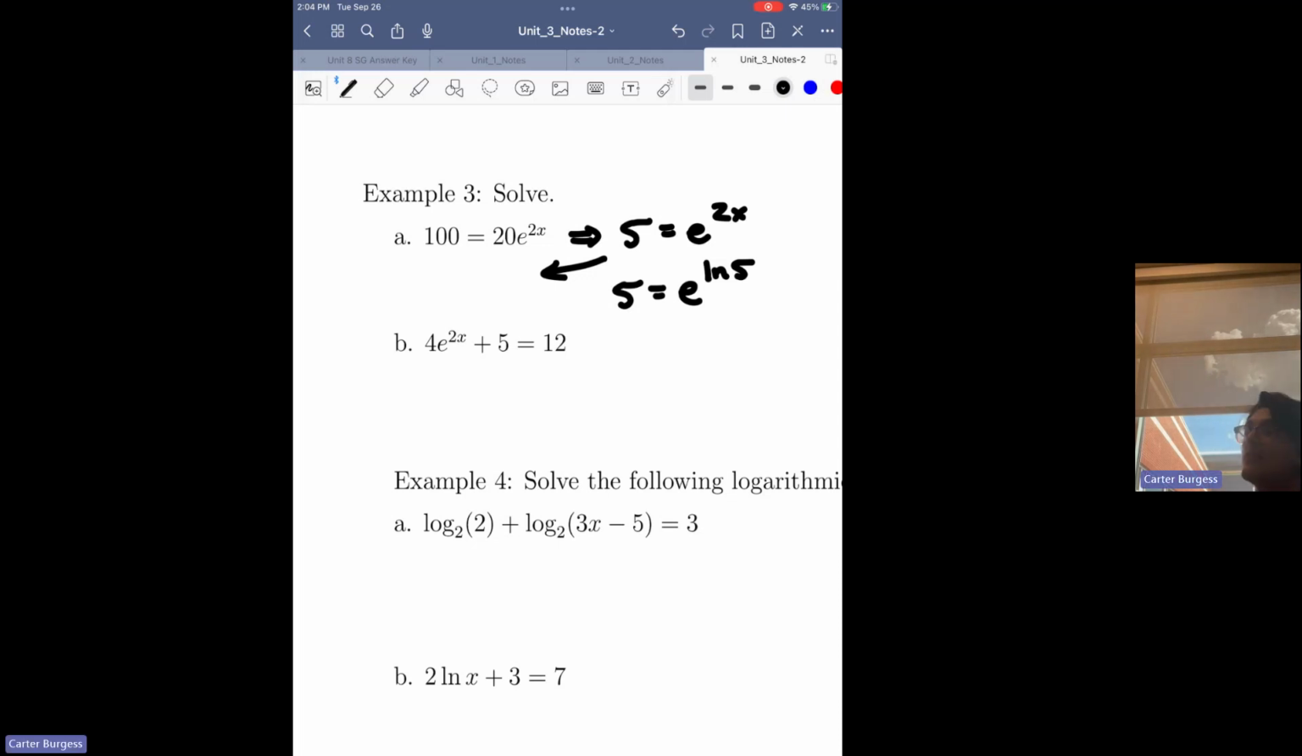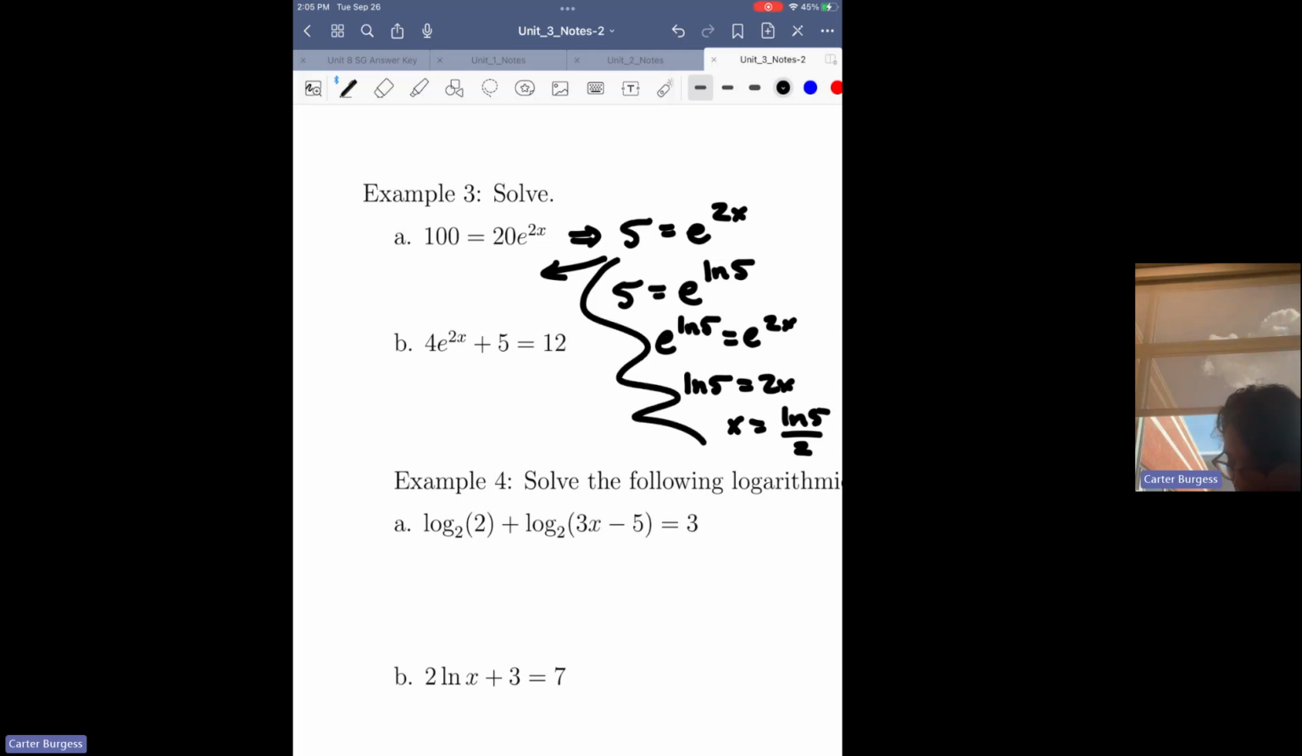No, that's the first step in the methodology. What you would then do is e to the ln of 5 equals e to the 2x. Base to a power equals base to a power. Drop the bases, set the powers equal, so you would get ln of 5 equals 2x, and x equals ln of 5 over 2. So that's like the way that we did it yesterday, right? And that's fine, that works, that is the correct answer.